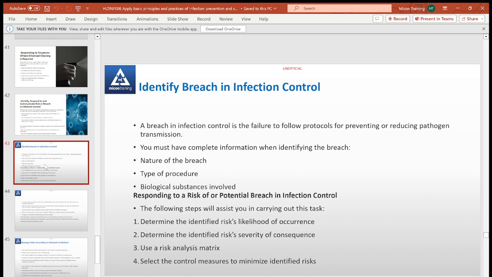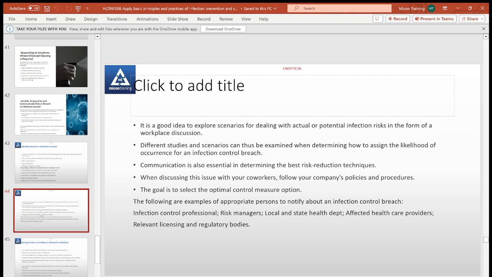Determine the identified risk, the likelihood and the occurrence. Just going back to our risk matrix, the occurrence, the severity, using the risk matrix analysis. Then we select the appropriate measures that will help us to minimize the identified risk. Once this is done, we follow what we call the hierarchy of control.